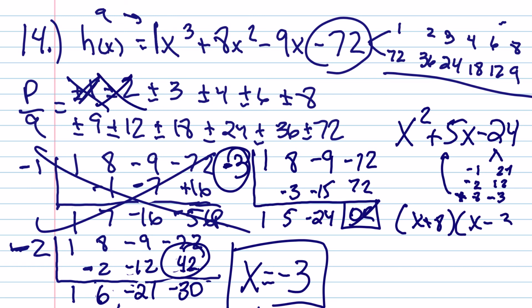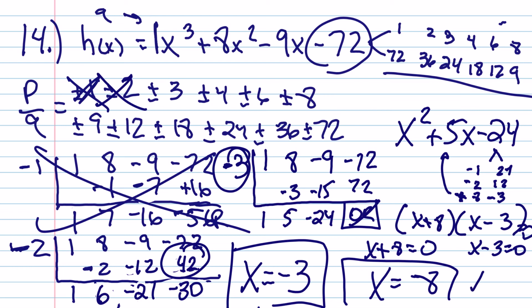I set them both equal to 0, so I get x plus 8 equals 0, x minus 3 equals 0, so x is equal to negative 8, there's my second zero, x is equal to 3, that's my last zero. Remember, I knew the degree could tell me that there's at most 3 zeros. And there was. There's not always going to be 3 zeros. That's what we're going to see happen in the next two problems, 16 and 18.